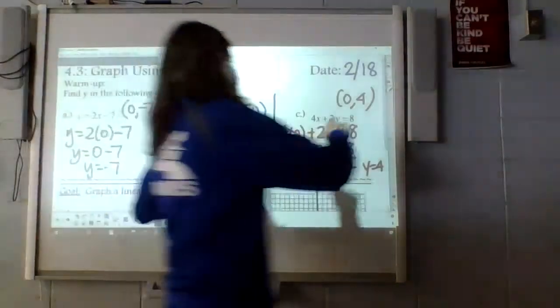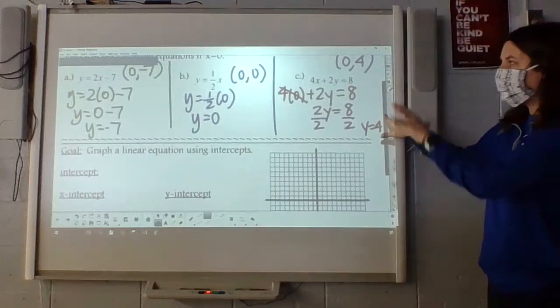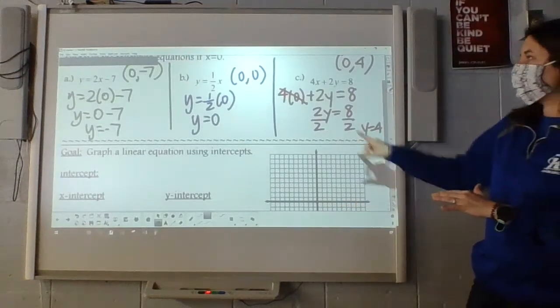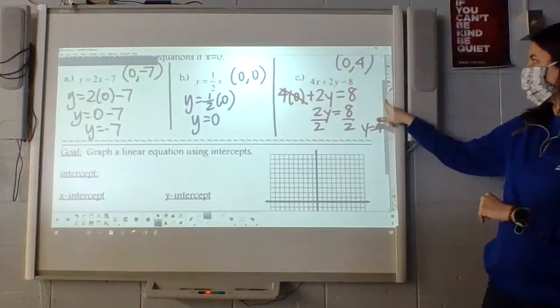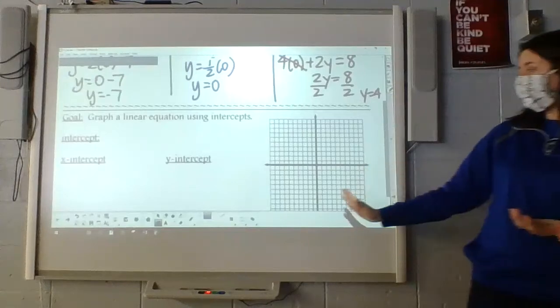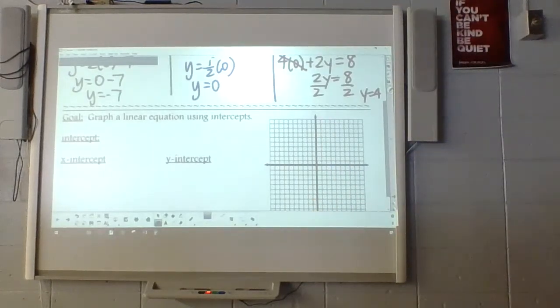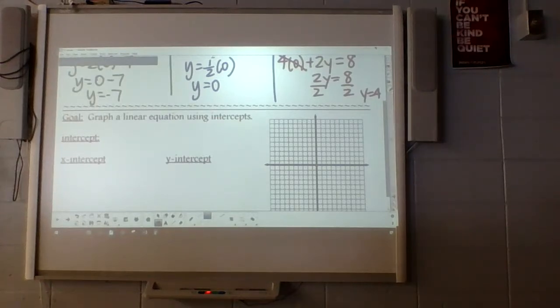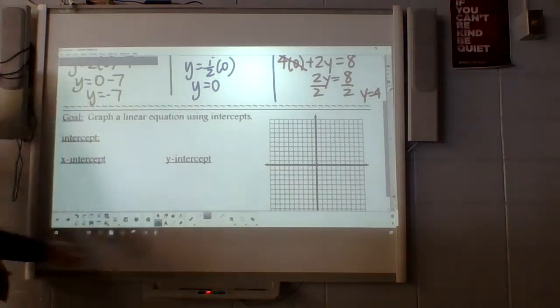If you were picturing putting these on this graph, which we don't need to do, (0, -7), (0, 0), and (0, 4) would all show up on this vertical y-axis. They would all be right on this same axis. So those are all the same type of point. We call those intercepts. We're going to define that, and then we'll use those here today. An intercept is basically a point on one of the axes.